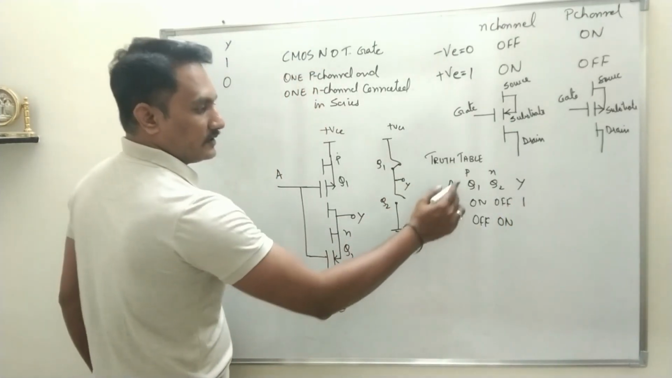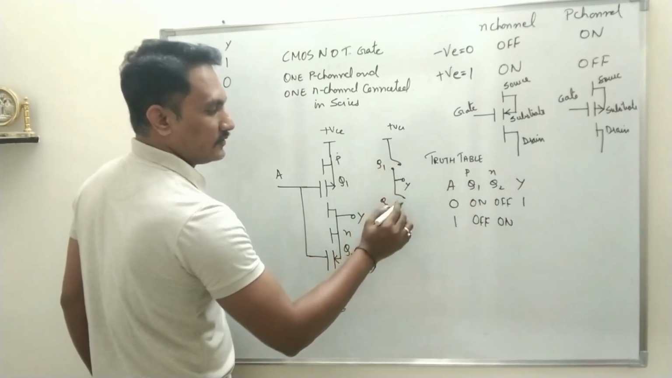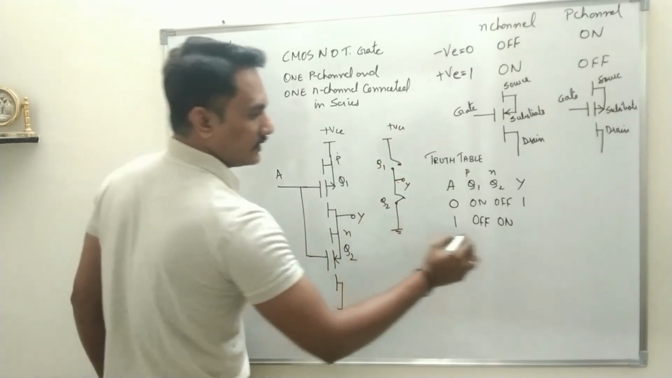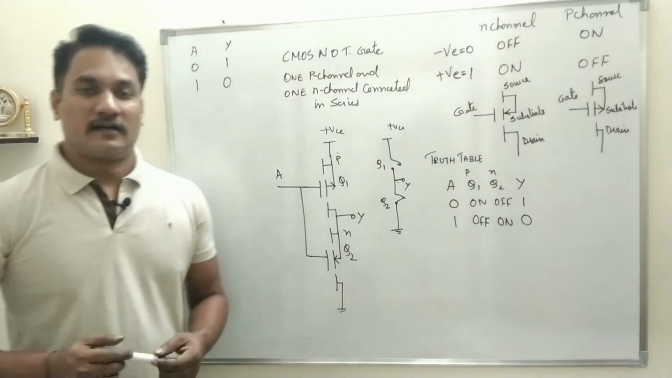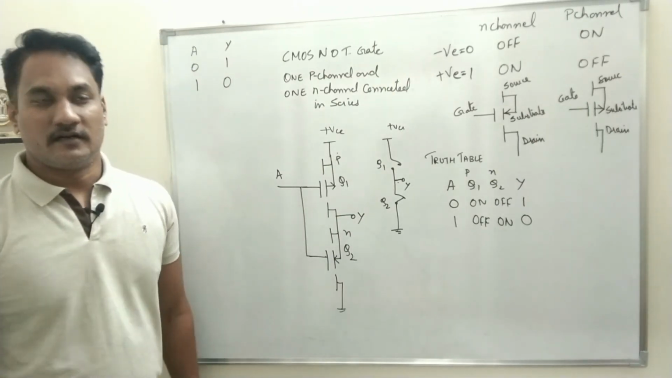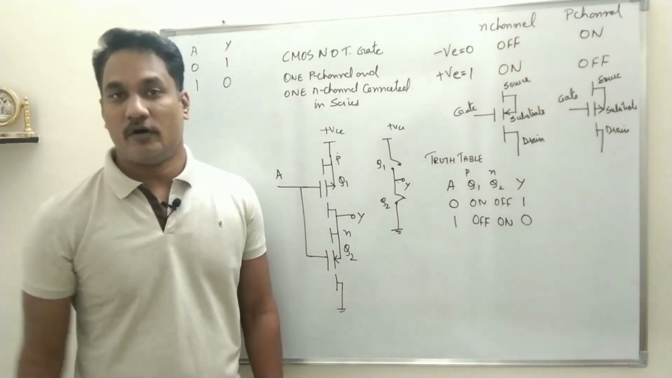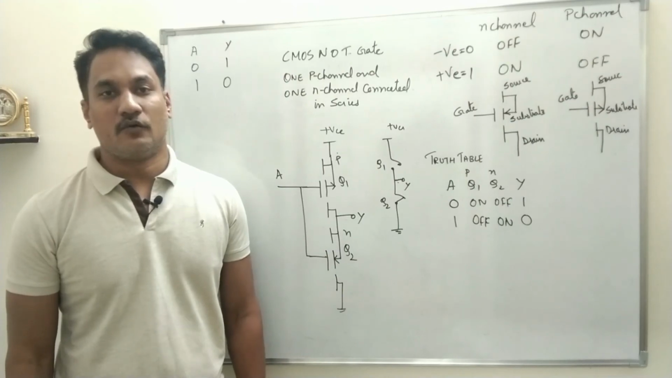And in the second case, when A is 1, Q1 is off, Q2 is on. Y cannot be connected to plus VCC. Y gets connected to ground. Output Y equals 0. So this is the construction and working of the CMOS NOT gate. So this is all about the CMOS logic family. I hope you have understood.